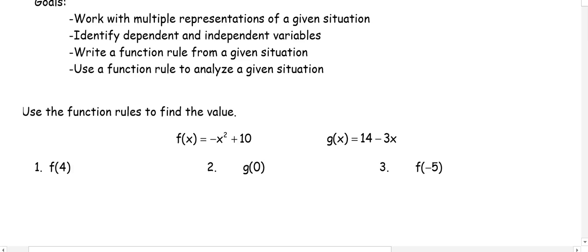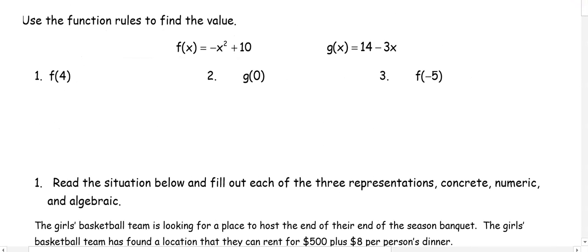In this video, we're going to work with multiple representations of a given situation, identify independent and dependent variables, write a function rule from a given situation, and use function rules to analyze a given situation. So here we are provided two function rules in order to solve and find values.